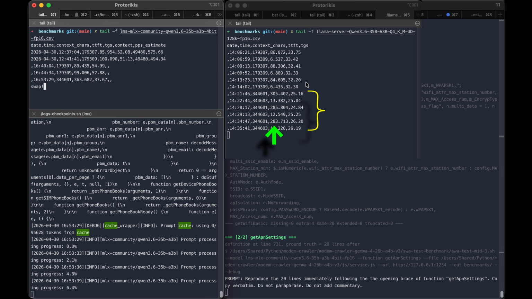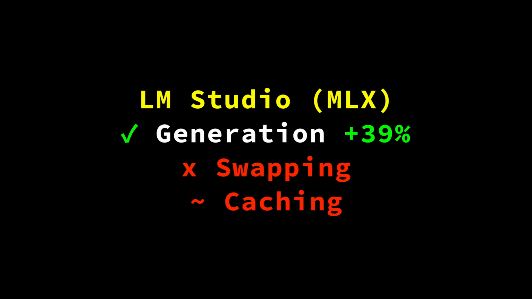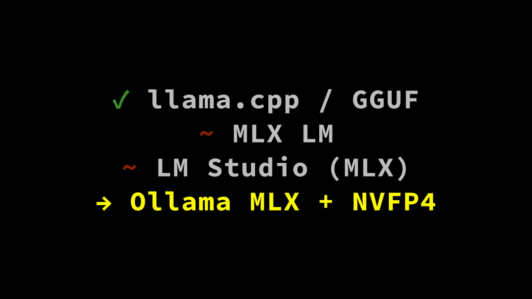Compare that to 300 and less from llama.cpp. So what do we have? MLX LM is fast but crashes, LM Studio is fast for generation but starts swapping. This means we have one final chance to find a capable MLX runtime. Let's try the recent Ollama MLX engine.